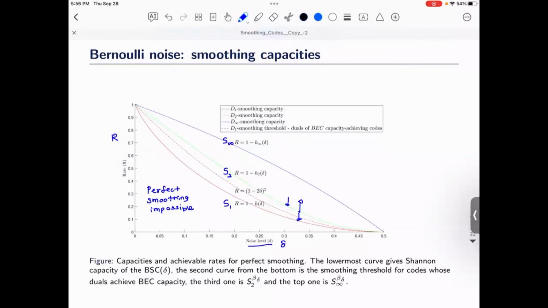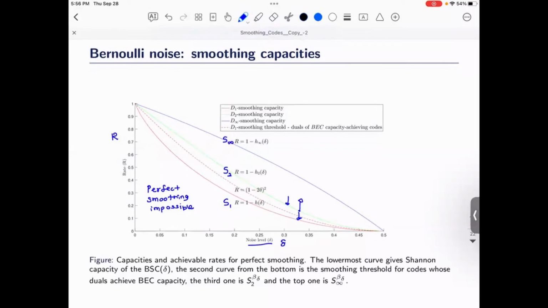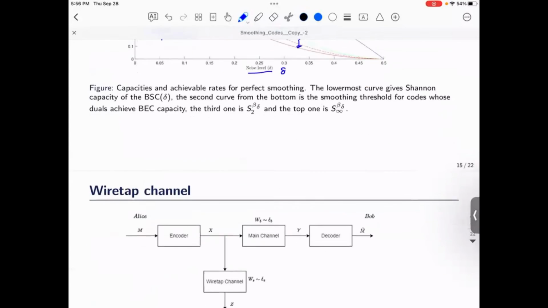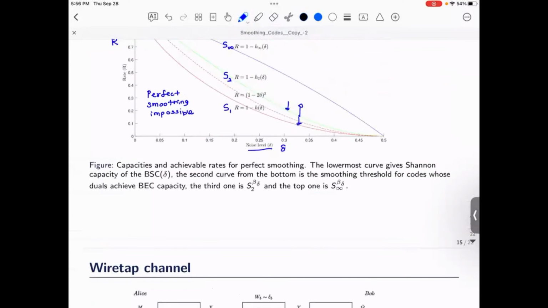So this is the summary of what we did in this section under Bernoulli noise. Any questions?